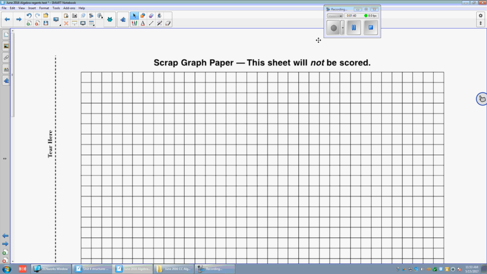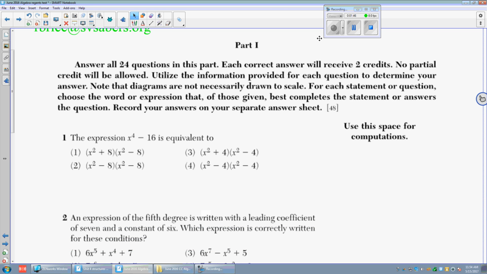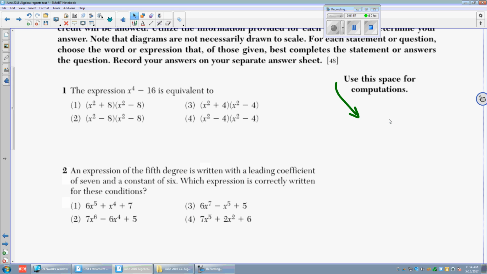as well as the previous page to that. Okay, so on page 1, question number 1, all 24 questions of the multiple choice section will receive 2 credits. No partial credit will be given. But notice you're going to have a lot of space to do work. The expression x to the fourth minus 16 is equivalent to which of these?